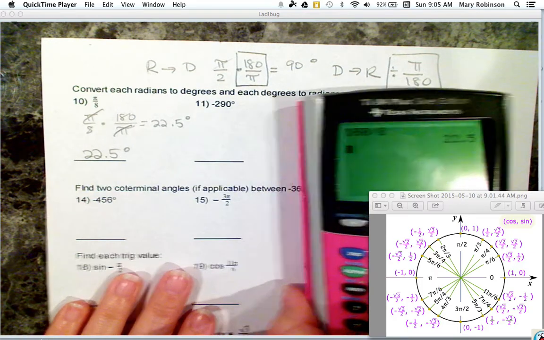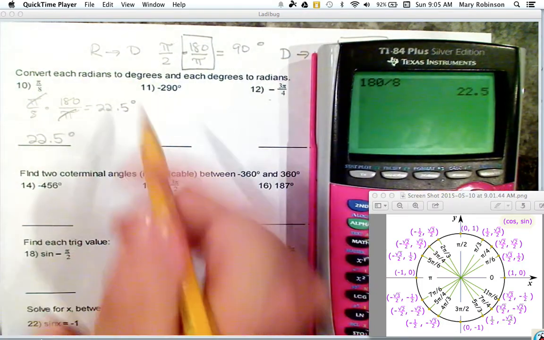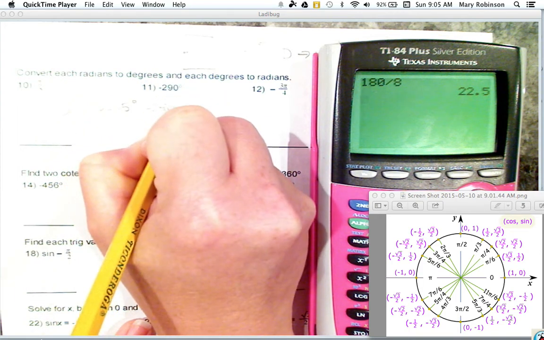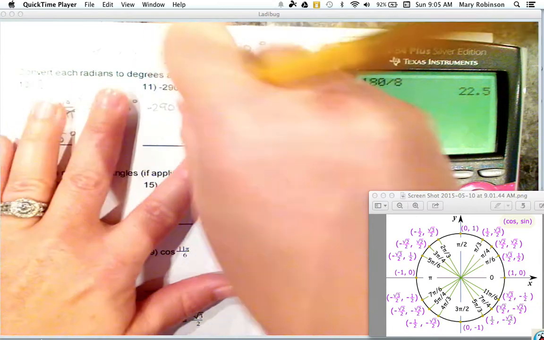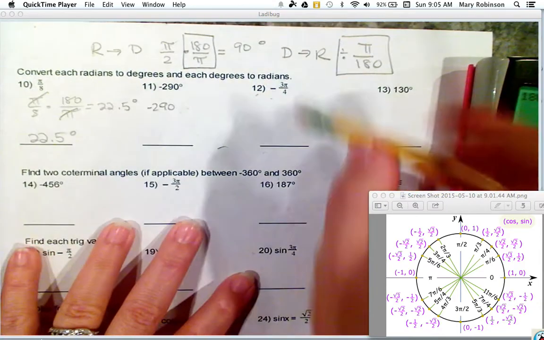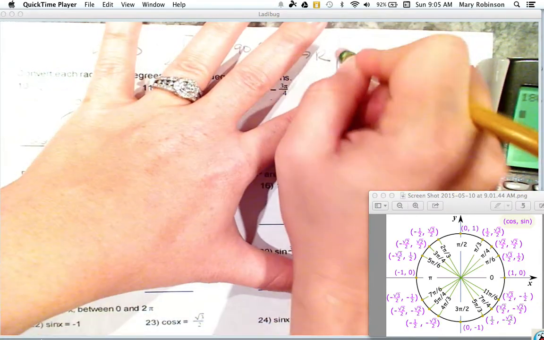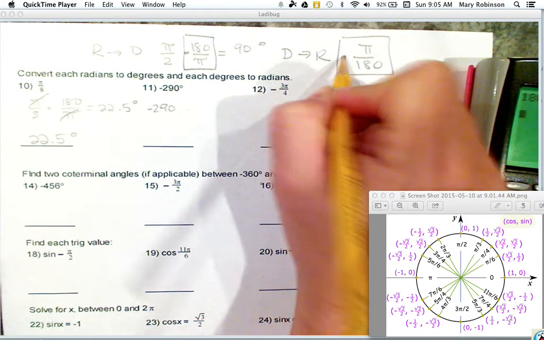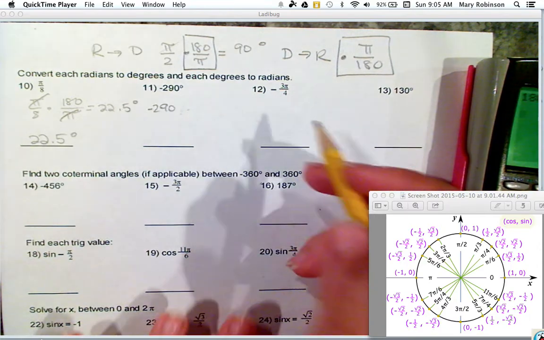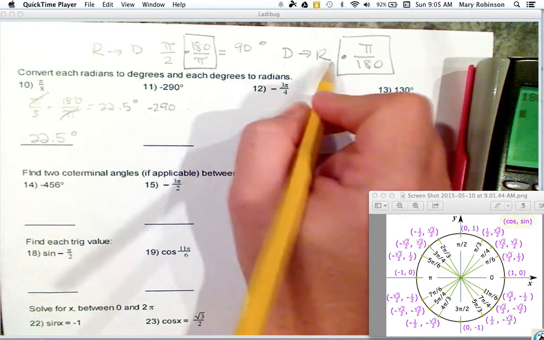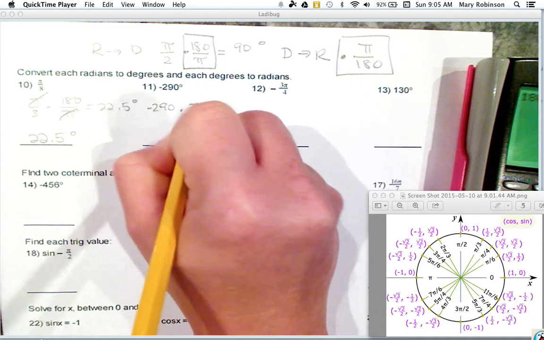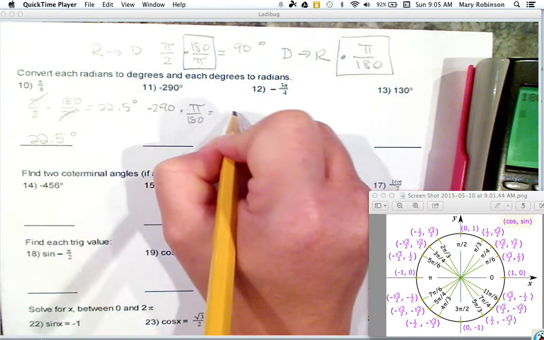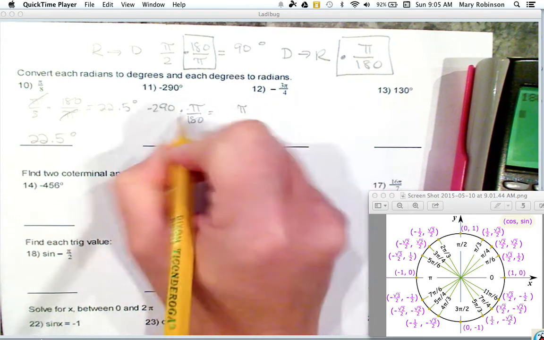All right, next we've got negative 290 degrees. So here we are going from degrees to radians. I should say this: I apologize, the ratio is to multiply by pi over 180. I always think divide by 180, so that's why I wrote divide. But to convert degrees to radians, we're going to multiply by pi over 180. Just remember that if you have a hard time memorizing these, you do want to end up with pi in your answer, so we're going to need it up top.